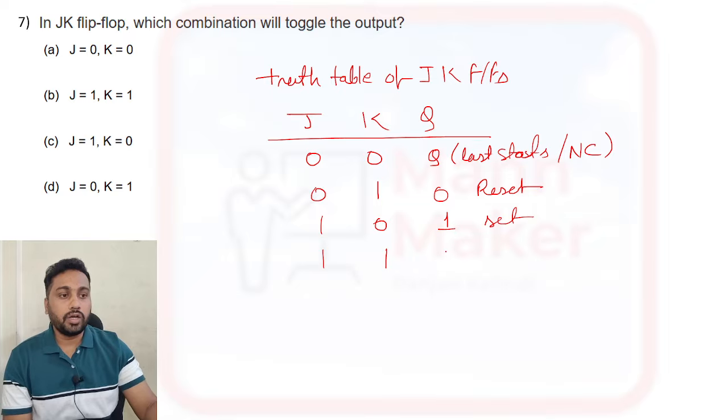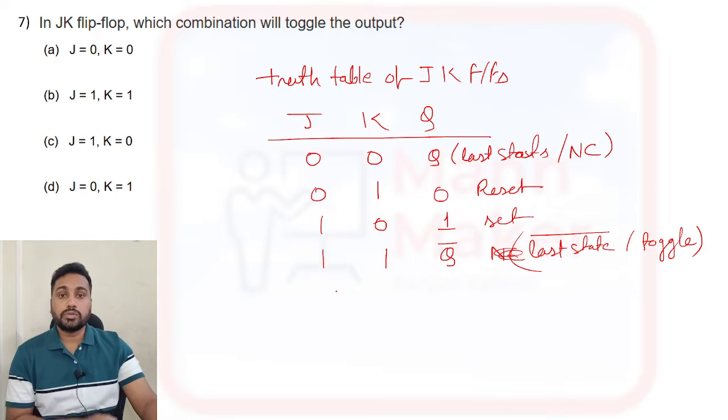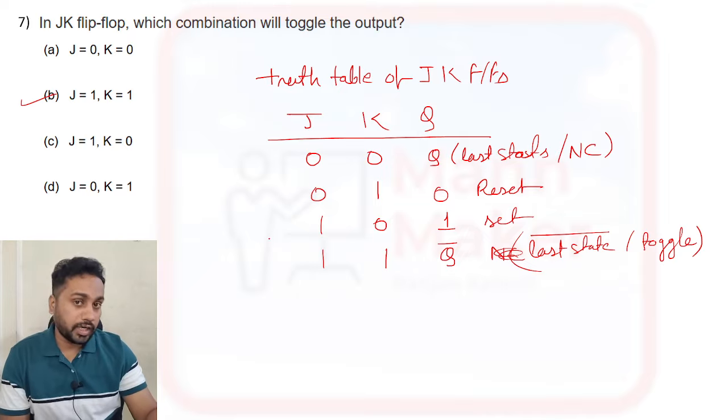And 1 1, in 1 1 we will get Q bar, that is the last state bar, or the same thing we will call a toggle condition. So when both inputs are 1, meaning both inputs are high, in that case the JK flip-flop is in a toggle condition. Okay, toggle condition, so option B is the right answer.